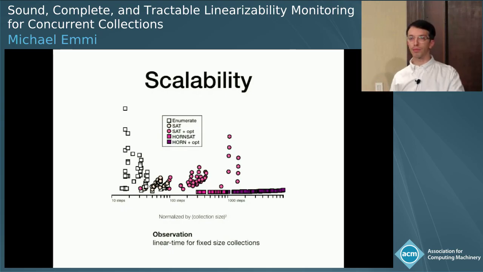I don't have any asymptotic proof of that. So these are the numbers normalized to the collection size squared.